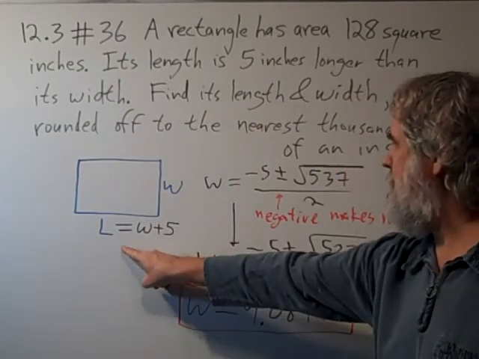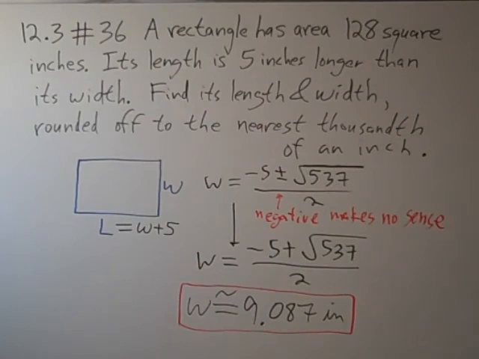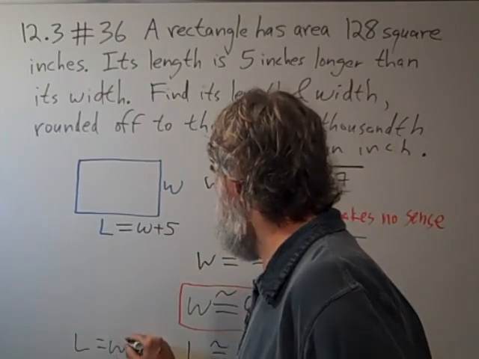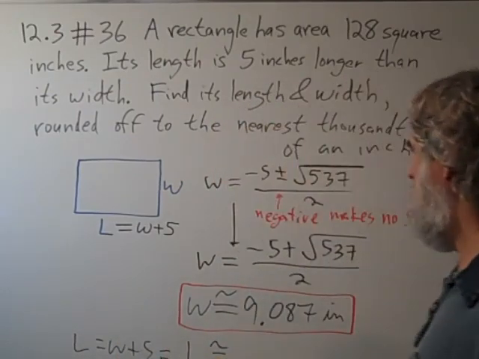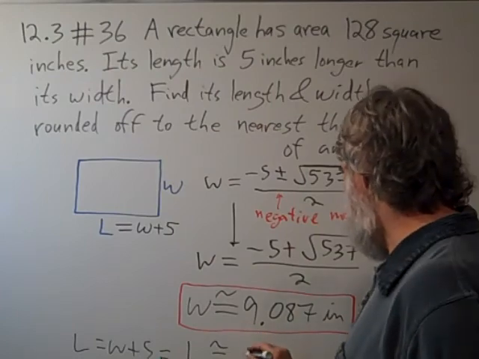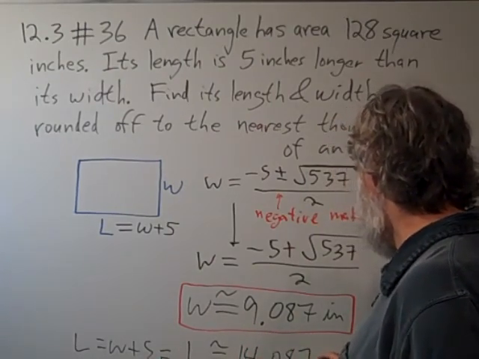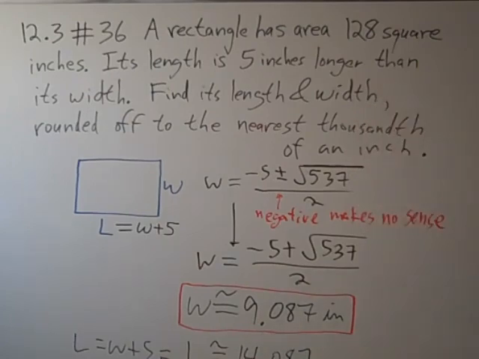And the length is simply 5 more than the width. So the length, five more than this, is 14.087 inches. So there we have the length and the width to the nearest thousandth of an inch.